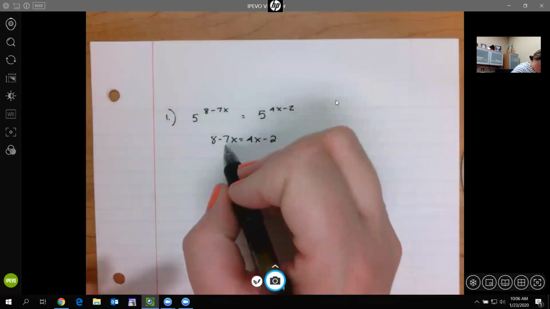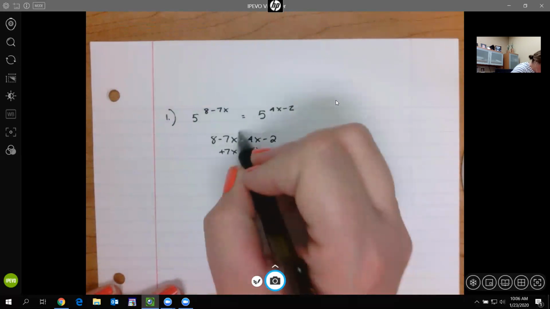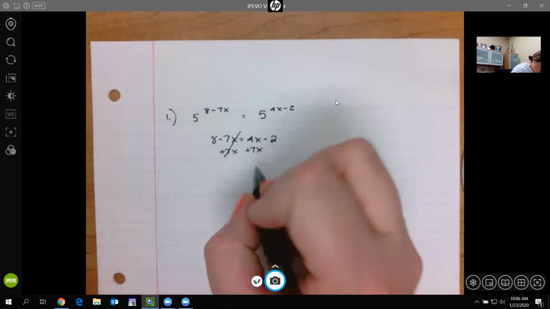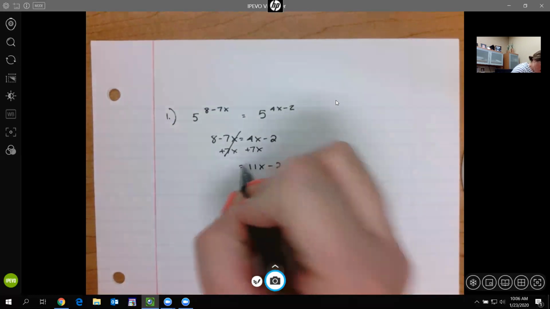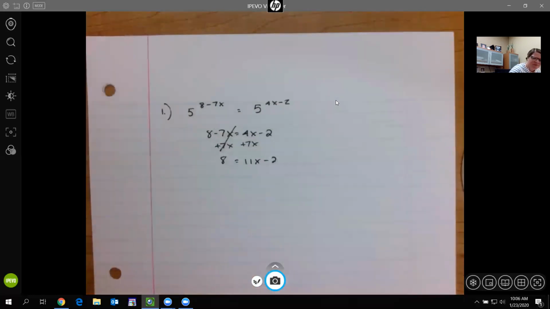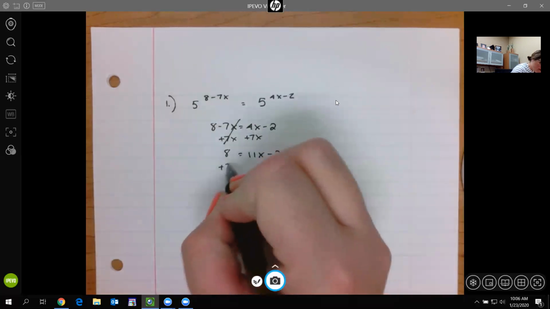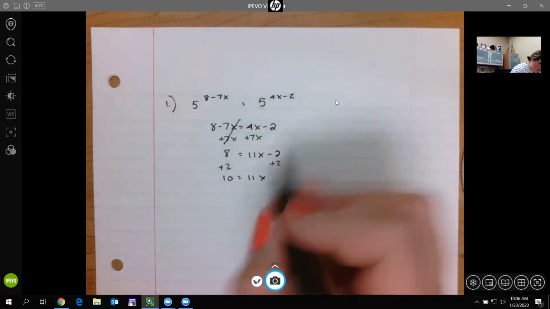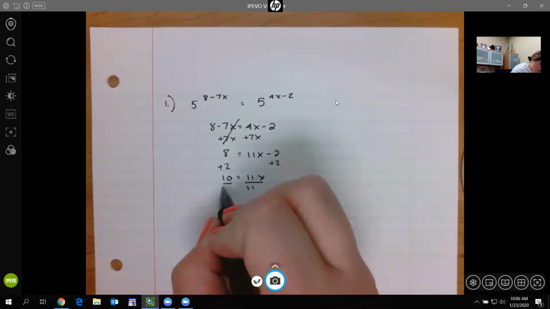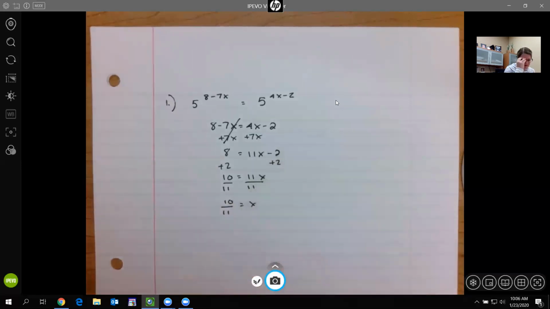If we want to keep it positive, we can add the 7x this way. So these ones will cancel. 4 and 7 make 11x. I still have the minus 2. I still have the positive 8. Then I add our 2 over, and I'm going to get 10 over here equals 11x. I'm going to divide by that 11, and I'm going to get a fraction. That's all right. My answer is 10 11ths.